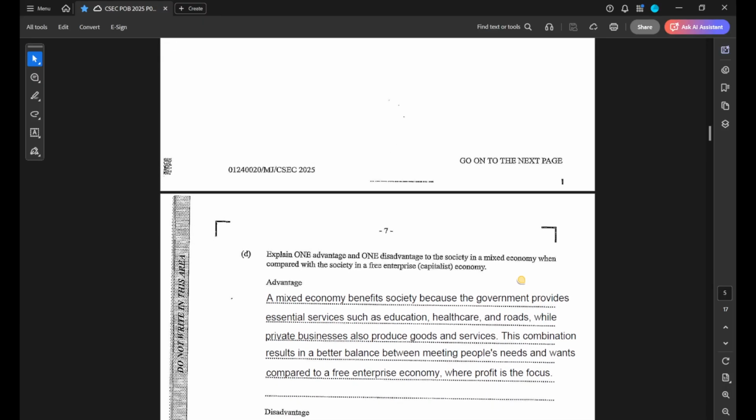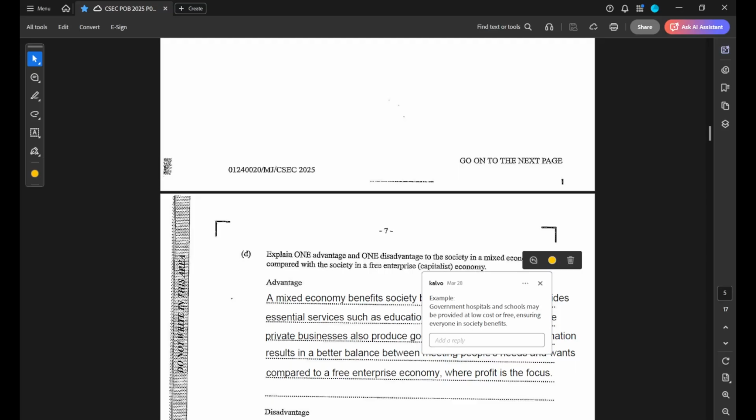Advantage. A mixed economy benefits society because government provides essential services such as education, healthcare, and roads, while private businesses also provide goods and services. This combination results in a better balance between meeting people's needs and wants compared to a free enterprise economy where profit is the focus, the profit motive, that is. And here's a note, for example, government hospitals and schools may be provided at a low cost or free, encouraging everyone in society to benefit, right?